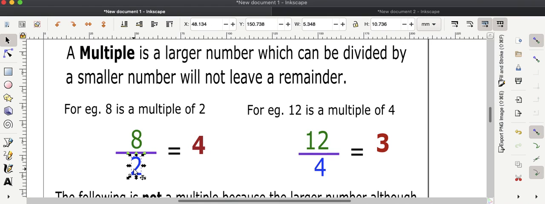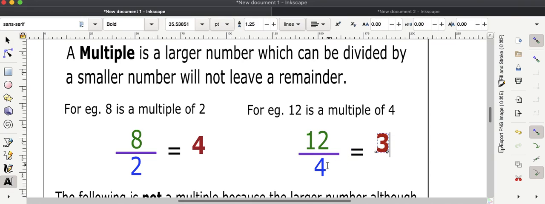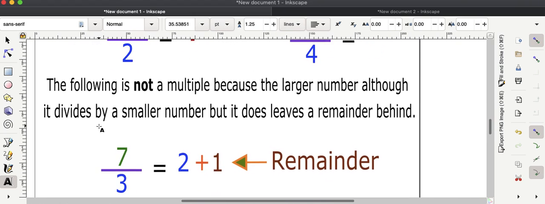Like I just said, if you have 8 chocolates and you're giving to 4 of your friends, you can give 2 chocolates to each of your friends. Similarly, if you have 12 bananas or mangoes, you can give to 3 people if you are giving 4 each. Okay? So a multiple is a larger number which can be divided by a smaller number and will not leave a remainder. And let's see what a multiple is not.